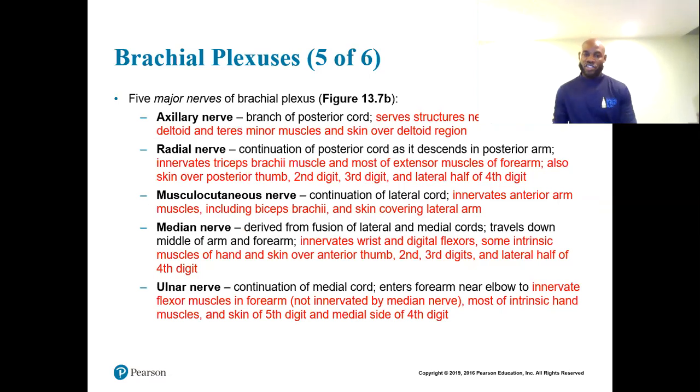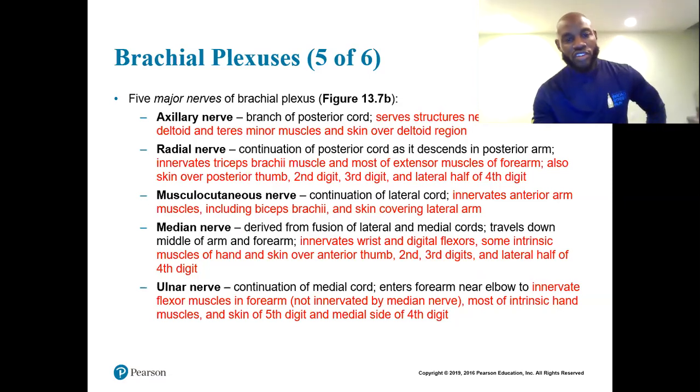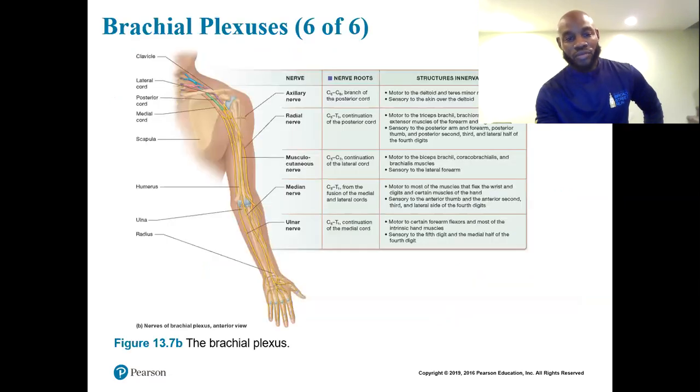Some major nerves in your brachial plexus: your axillary nerve, deltoid and teres minor muscles and skin over your deltoid region, your radial nerve, your triceps, musculocutaneous nerve, innervates anterior arm muscles, including the biceps, okay? So those are some of your major nerves that form from your brachial plexus. Just showing you that structure there.